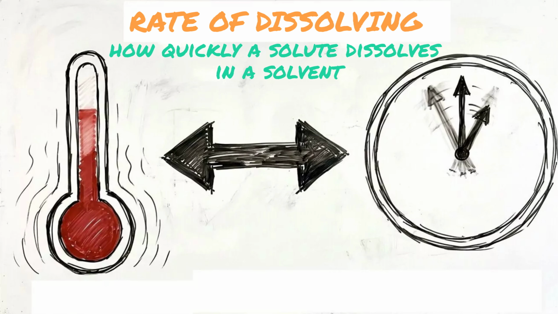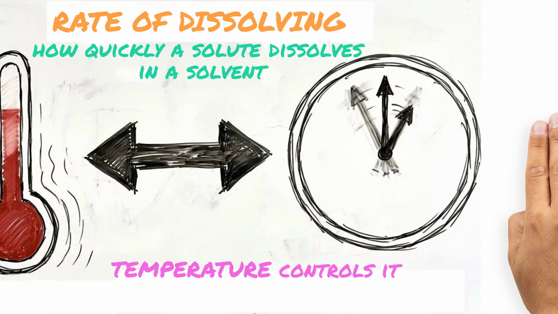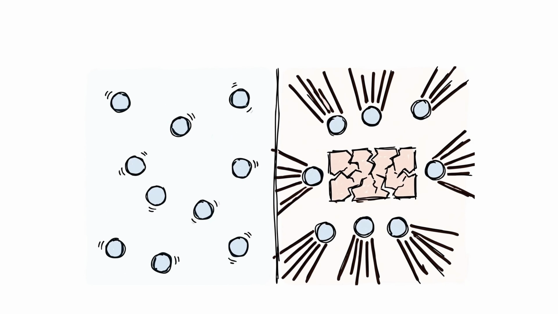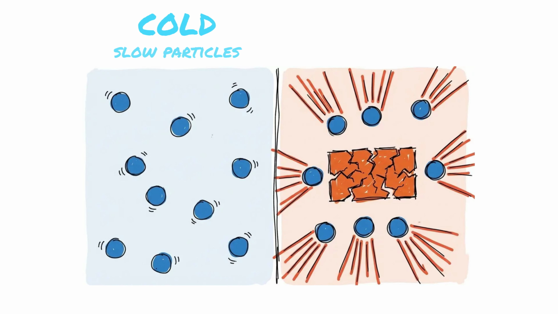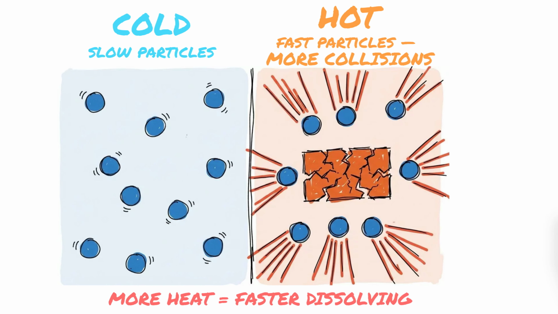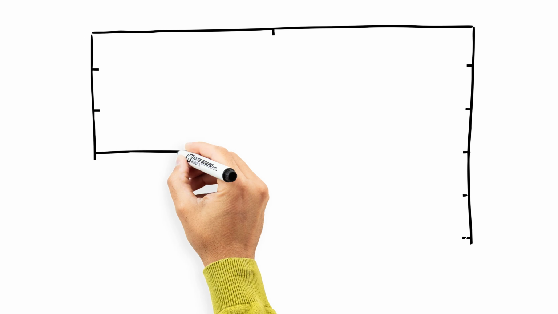Temperature is the most dramatic factor that controls it. Heat gives solvent particles more energy. They move faster, collide harder with the solute, and break it apart more quickly. More heat, faster dissolving. Here are experiment results.